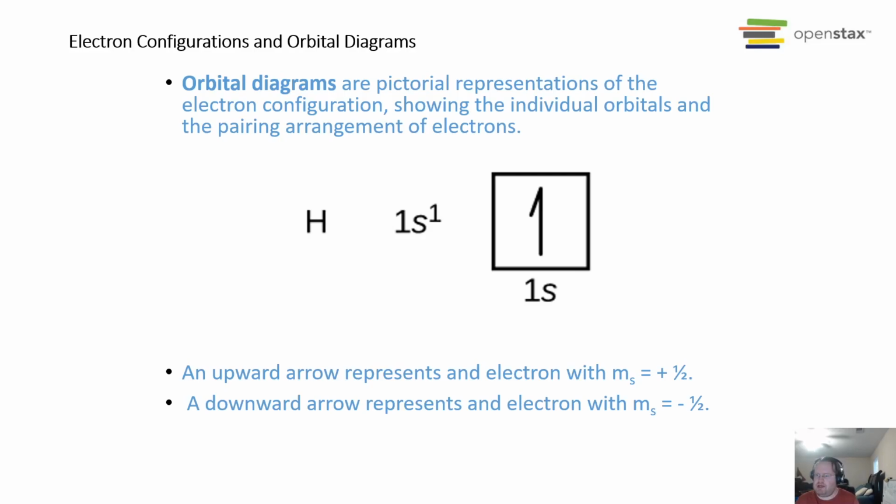Now what we're going to look at is we're going to take those ideas of electron configurations and look at them more for orbital diagrams. We've already done a little bit of this, but this is to go over all the rules for it, make sure we're comfortable with them.